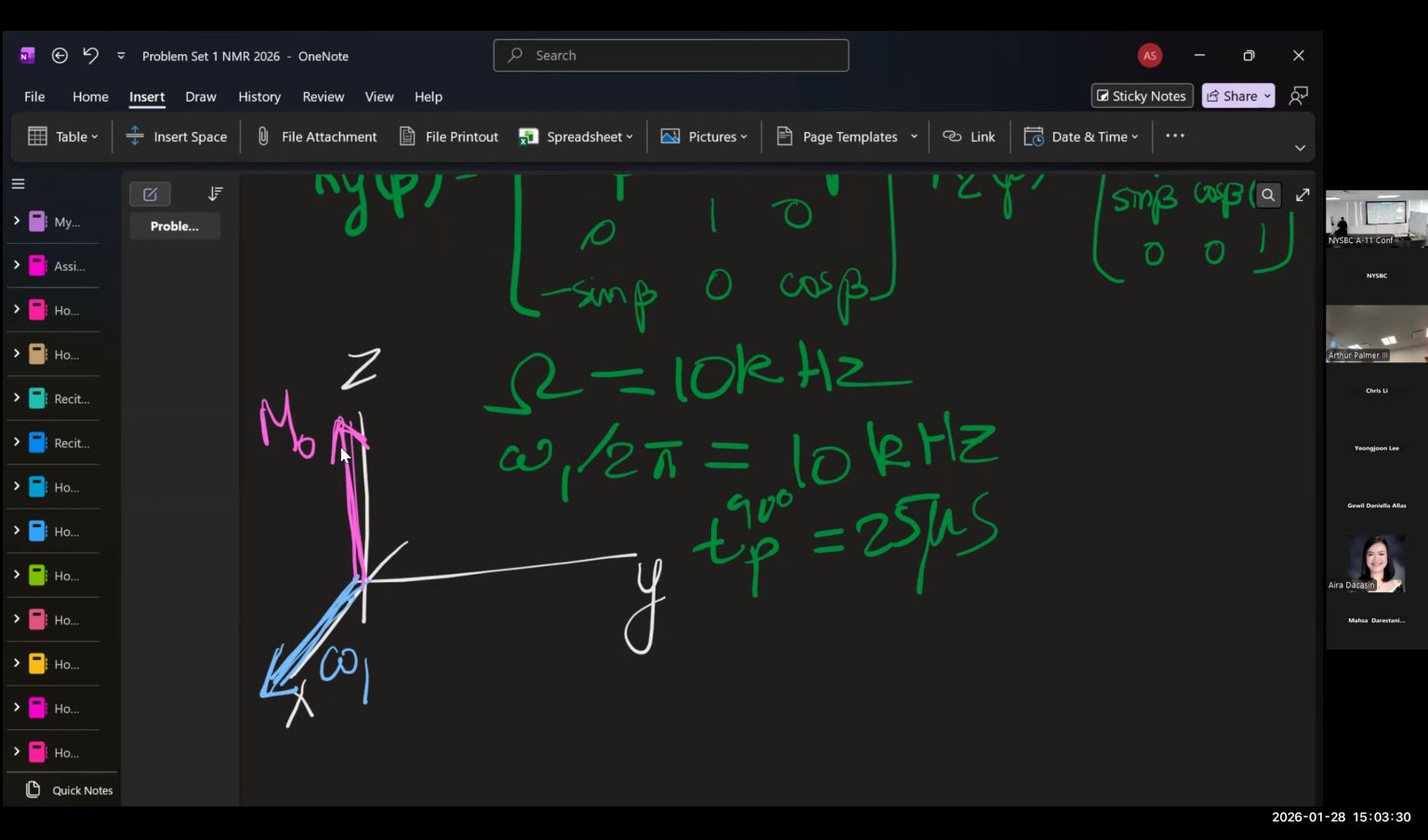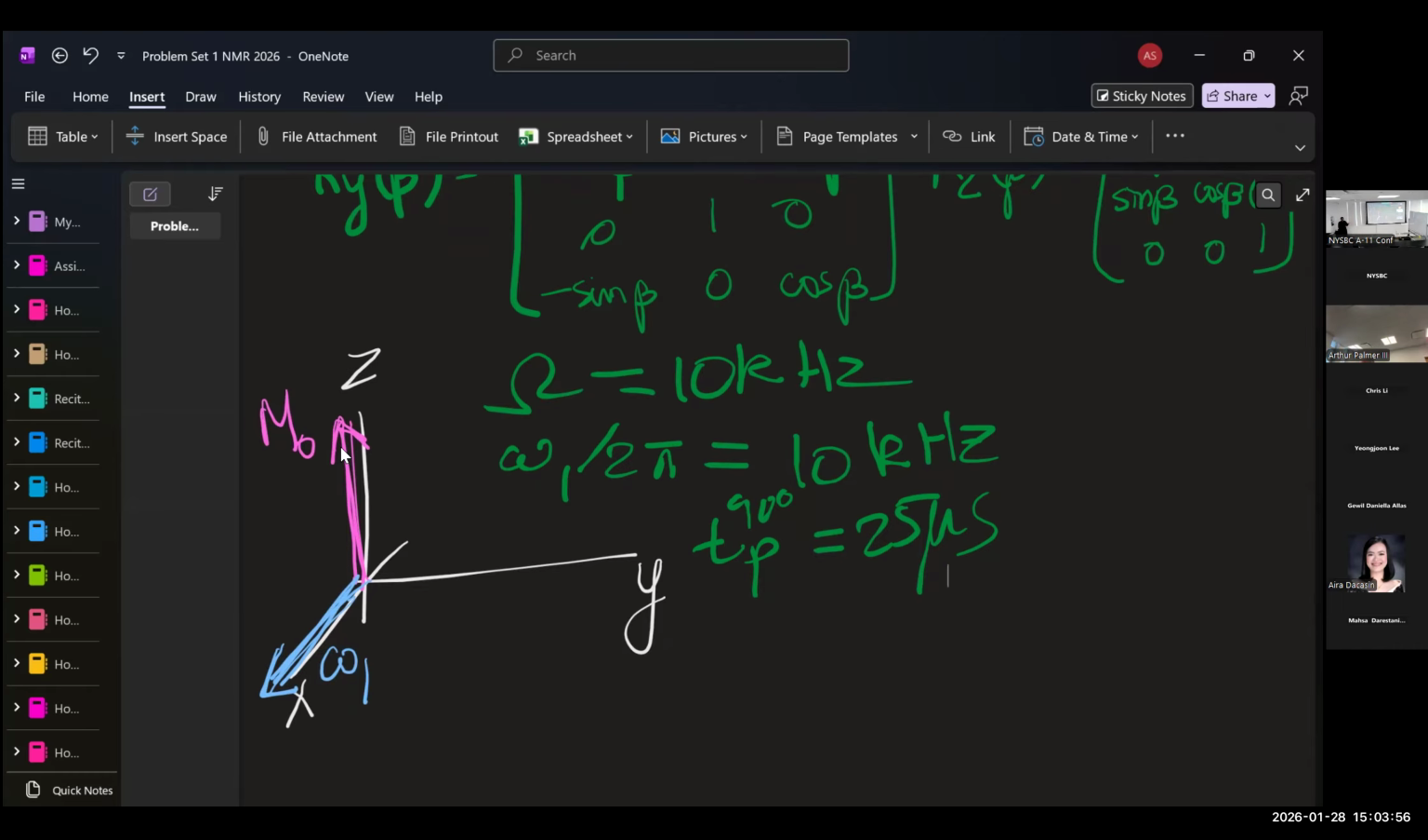I'm just going to use right-handed rotations. So negative y? Minus y, right? So you end up at minus y, and your amplitude is 1. 1 in the sense that the entire bulk magnetization has been rotated to the y plane, and you're on minus y.